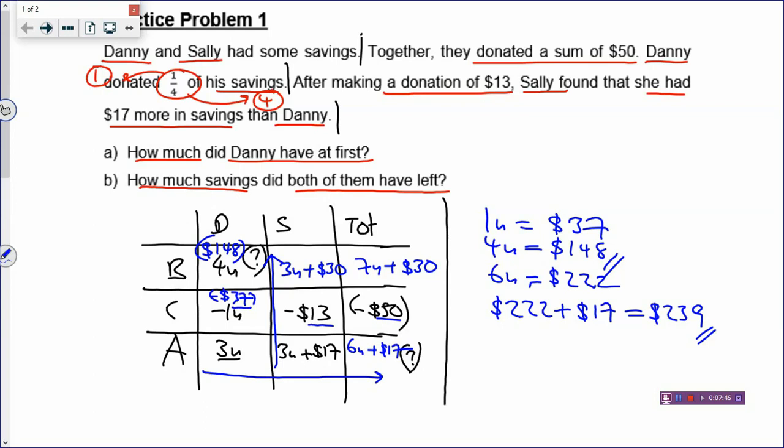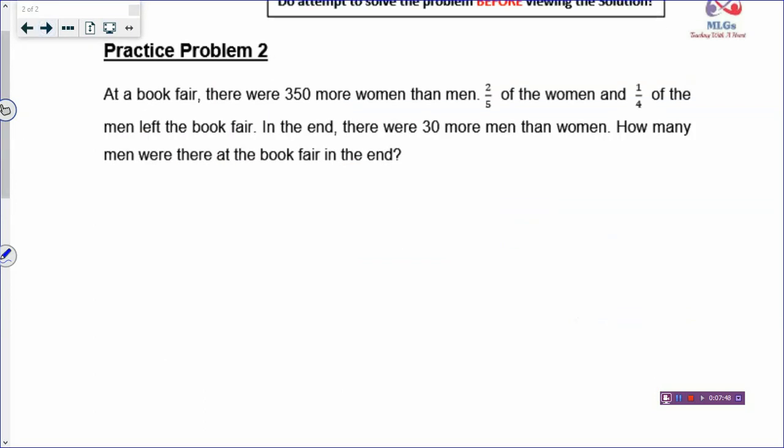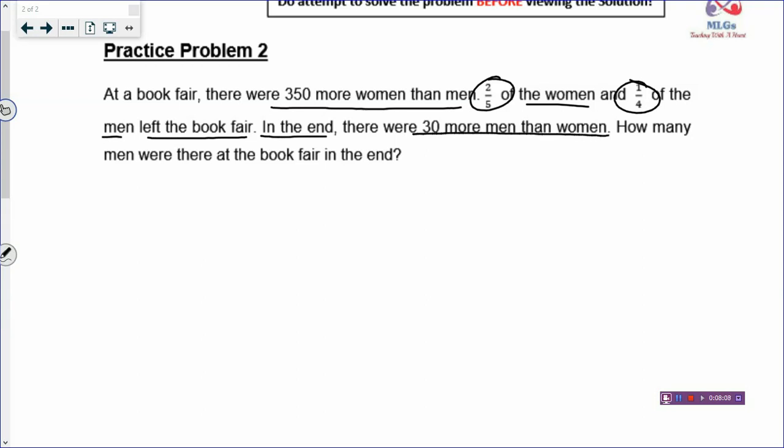So let's go to question number 2. Question number 2 is your 5-mark question, and looks a little hard to solve, but again with the method it's actually easy. So let's read. At the book fair there were 350 more women than men. 2/5 of the women and 1/4 of the men left the book fair. In the end there were 30 more men than women. So how many men were there in the end?